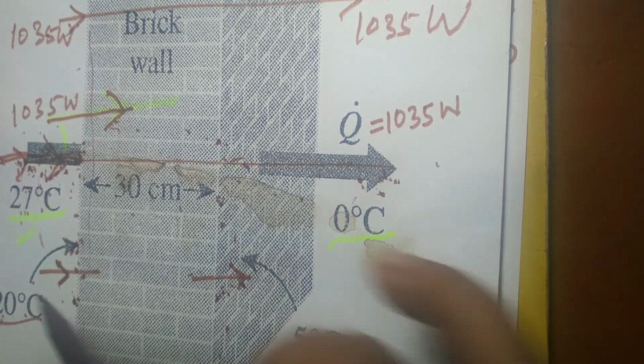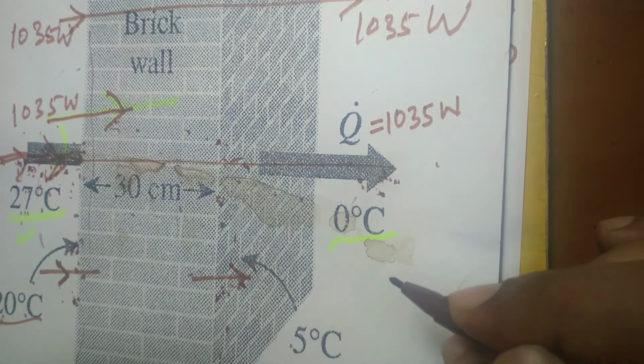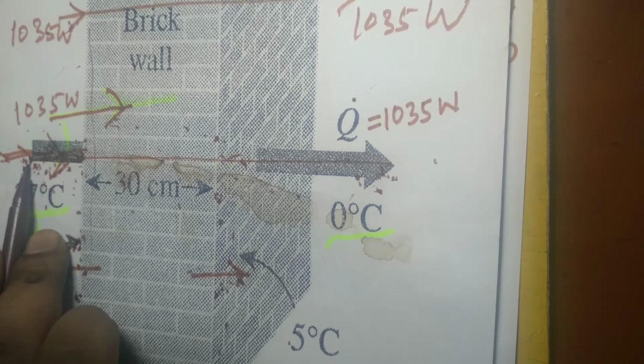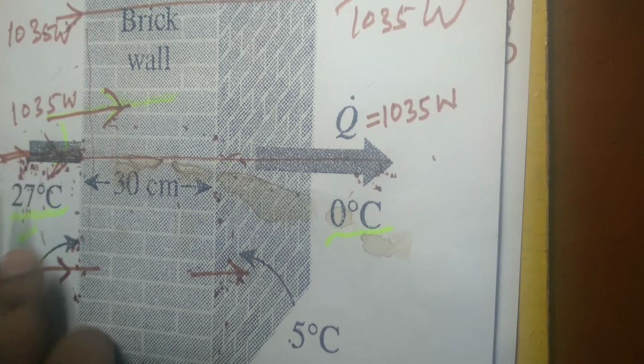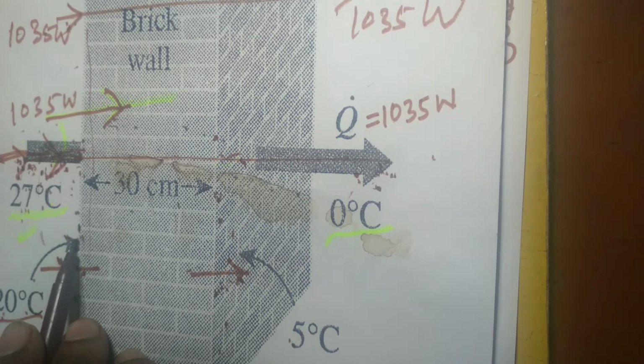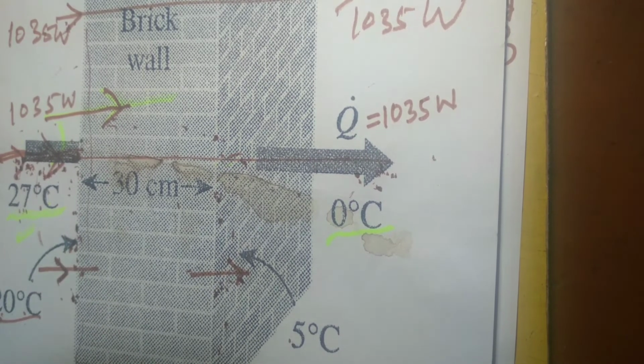So in the immediate surrounding of the brick wall, some entropy is generated because there is some finite temperature difference. Here the temperature is 27 degrees Celsius, here the temperature is 20 degrees Celsius. So whenever heat transfer takes place through a finite temperature difference, this is an irreversible process. Entropy is generated only during an irreversible process. So the point to remember is that during a reversible process no entropy is generated.